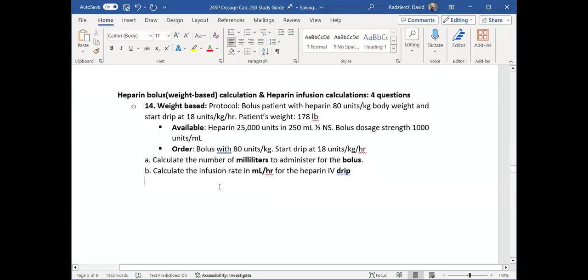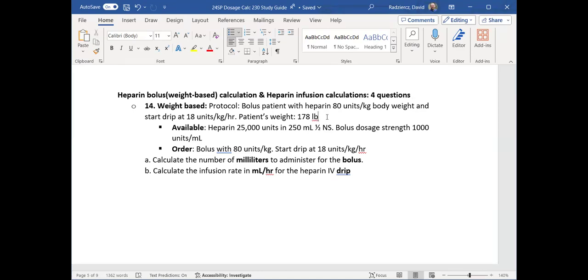So if we're talking about a weight-based heparin protocol, it's the standard. It's the available and it's the order. And then the only thing that really changes with this question is the patient's weight. Now, previously I have said, take the patient's weight, convert it to kilograms, round to the nearest tenth, solve for the bolus, solve for the milliliters per hour, and then you end up rounding again.